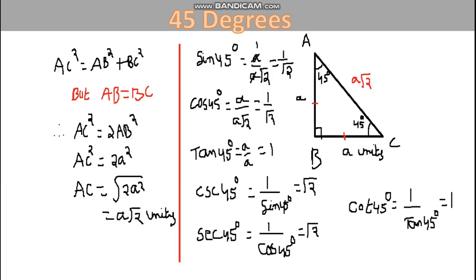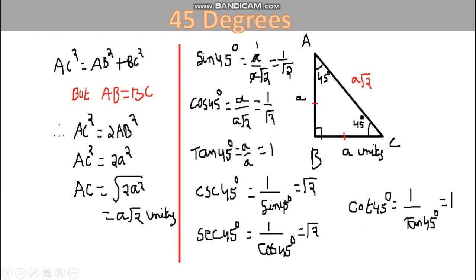Then how can we write the ratios? See here, for 45 degrees, since these two angles are equal, I am considering these two sides as A and A. Then according to Pythagoras theorem, AC square is equal to AB square plus BC square, but AB is equal to BC from this figure. So AC square is equal to 2AB square, then AC is A root 2 units. So this is A root 2 units.